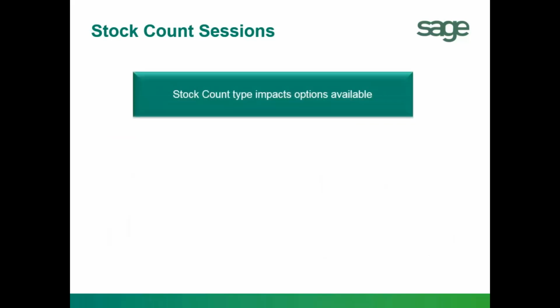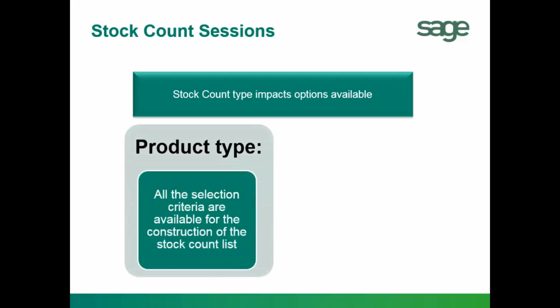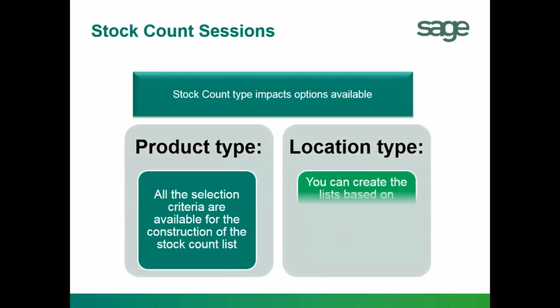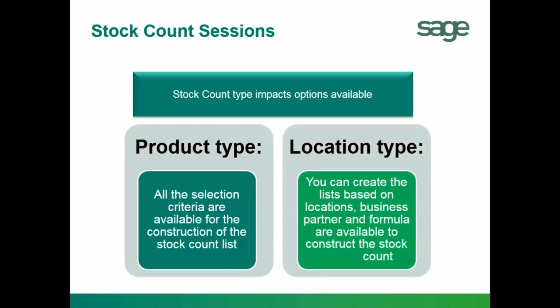You also determine the count type. This impacts options available for creating the stock count list. If product type is selected, all your selection criteria is available. If location type is selected, you can create the list based on location type, location, business partner, and a formula.